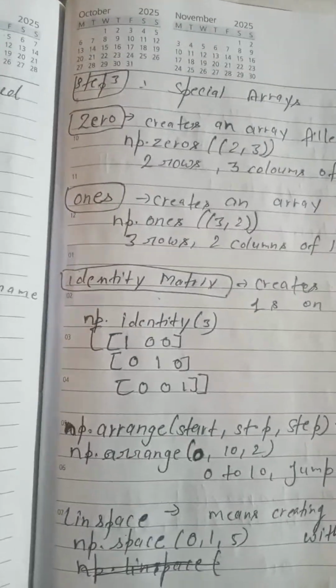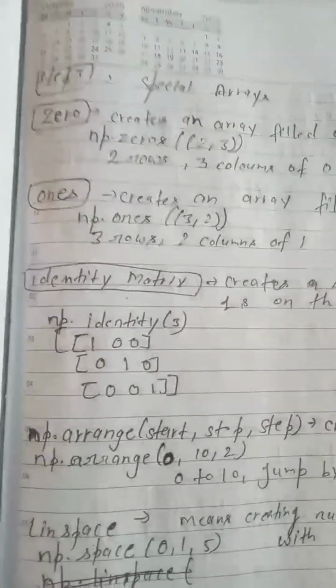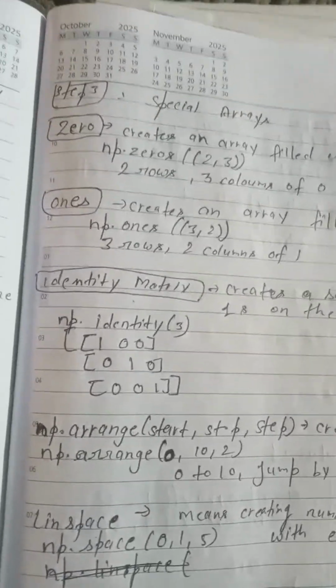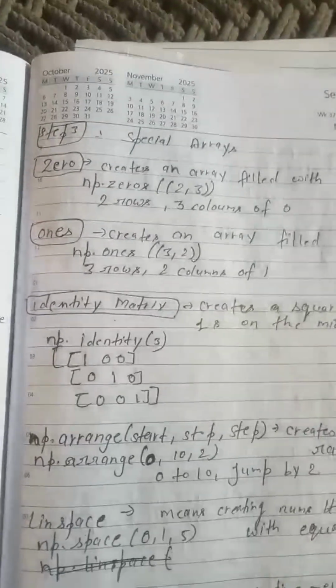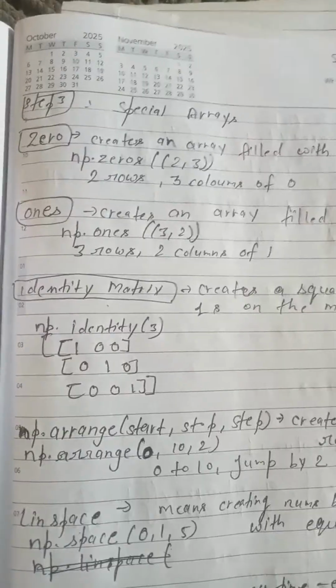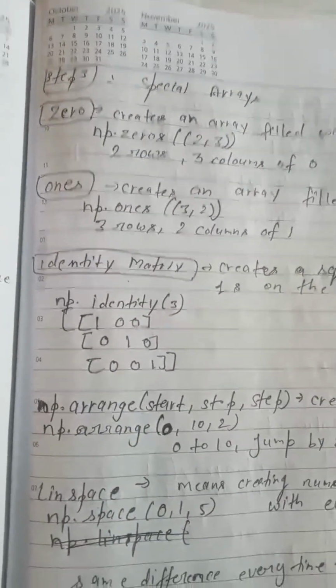And ones means what? Create an array filled with ones. What does it mean, creates an array filled with ones? Like 3 rows and 2 columns, I have seen that. Creating an array filled with ones means 3 rows and 2 columns is going to be created.